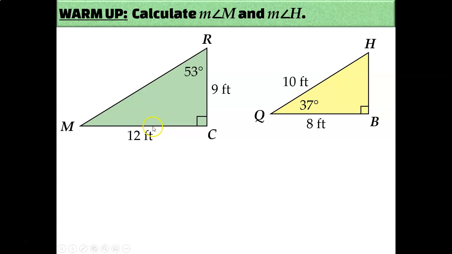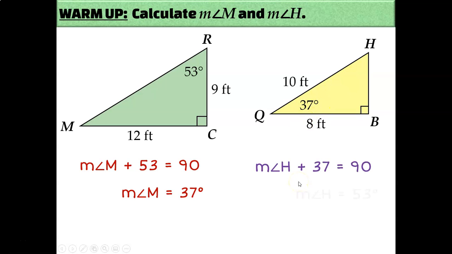triangles? Well, yeah, we could use the corollary to the triangle sum theorem to say that since this is a right triangle, the two acute angles add up to 90 degrees. So the measure of angle M would have to be 37 degrees. And likewise, since this is a right triangle, I can add these two acute angles together and set it equal to 90 degrees as well.